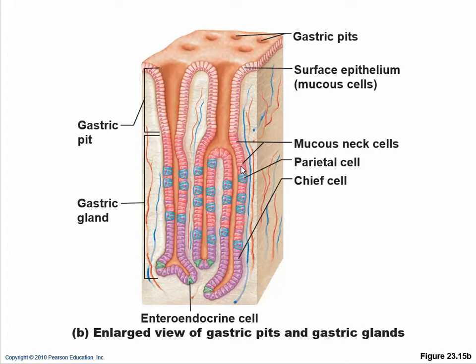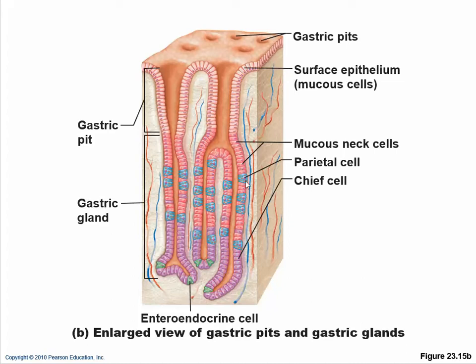The mucus that is secreted by these surface cells is alkaline. It's rich in bicarbonates. The mucus by these mucus neck cells, the difference is that it's weakly acidic. We'll see why soon.